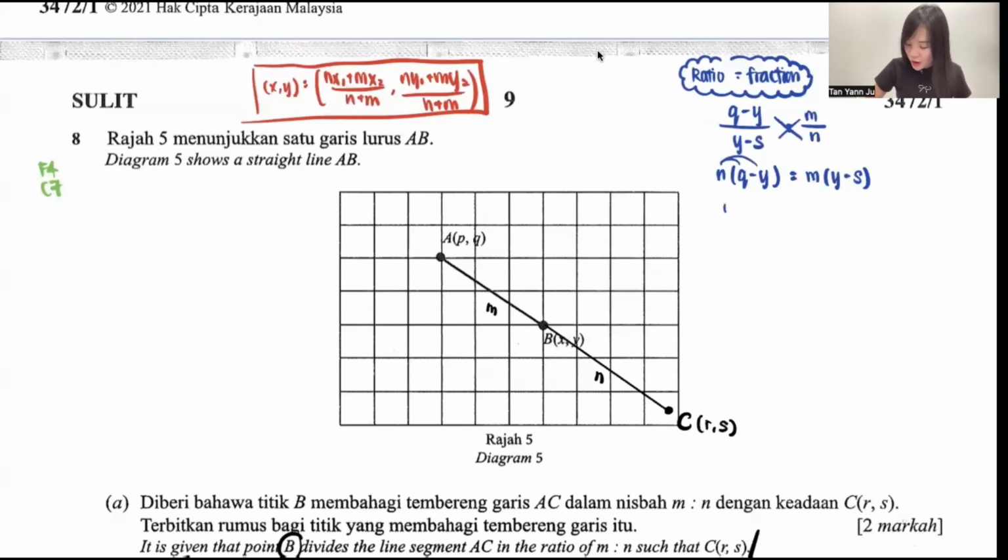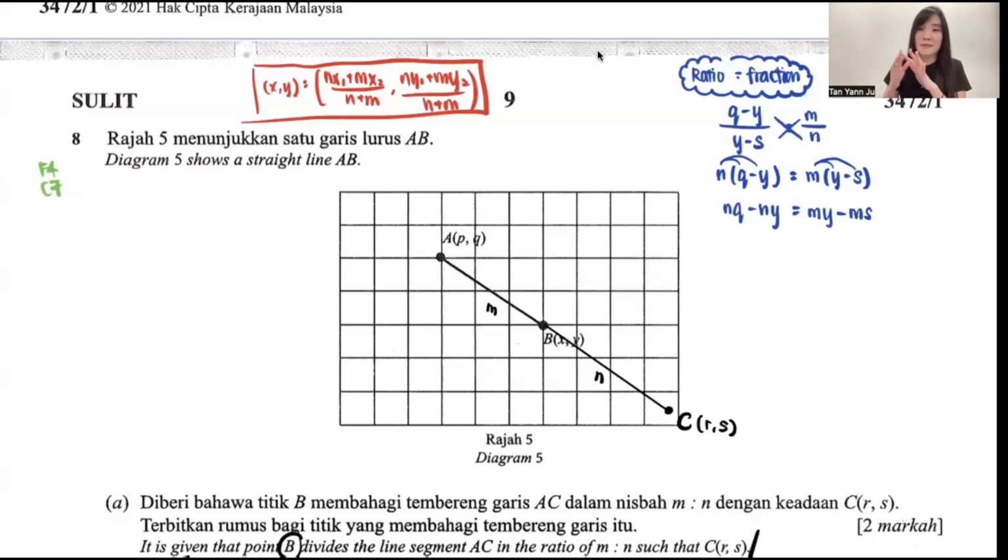You see it? I open bracket, NQ minus NY. Open bracket, MY minus MS. Maybe halfway you don't know what you're doing, but I repeat again. When deriving a formula, you always already know what your formula is. So you keep looking at your future formula, then you know what you want to do. Based on my future formula, I know I need a single X, a single Y. So how do I get a single X, single Y?